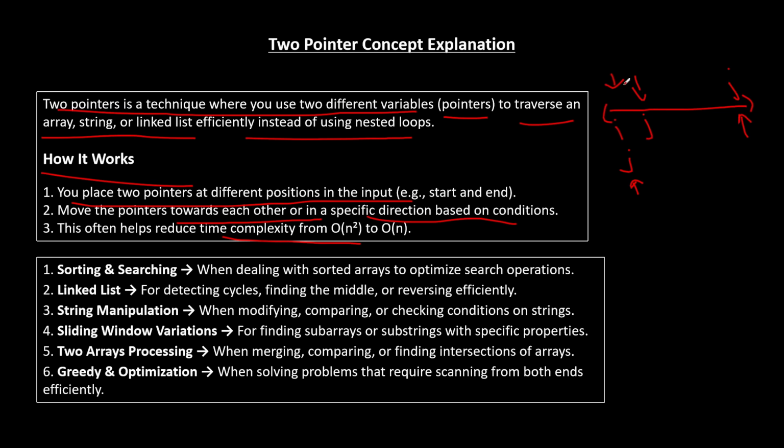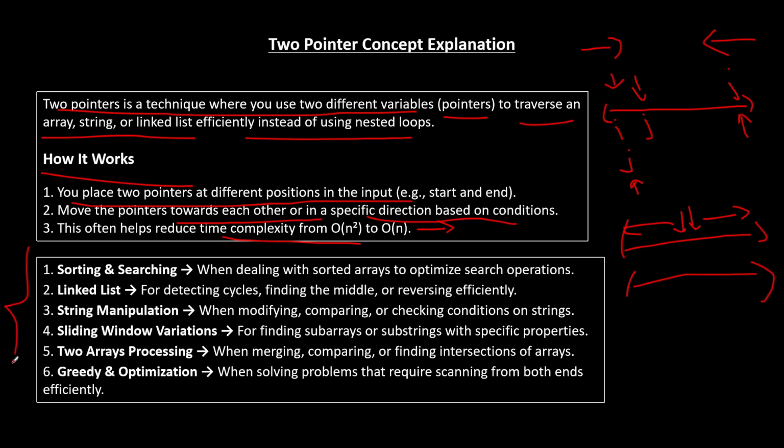It is not mandatory that i and j always start from the start and end. The position could be anywhere. But it should work in such a way that it reduces the complexity from O of n square to O of n. There could be one more case like this. You're starting from here and going this side and this side, right? So this is what two pointer is all about. Basically, we try to convert O of n square to O of n, first thing. Second thing, if we have any question where traversing from a single point is manageable, we use two pointers there.